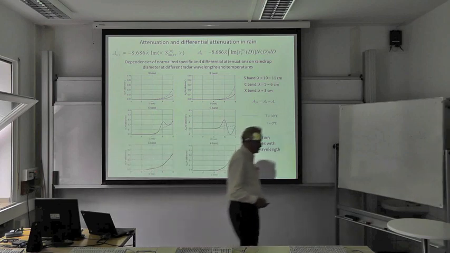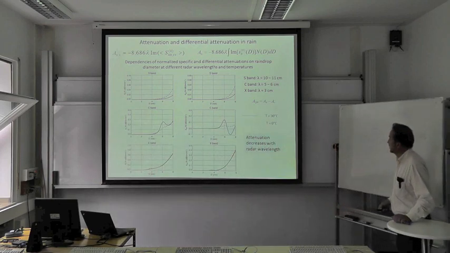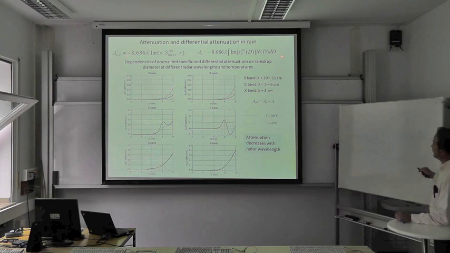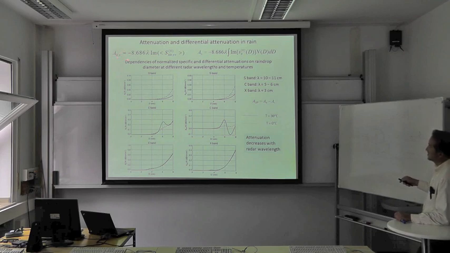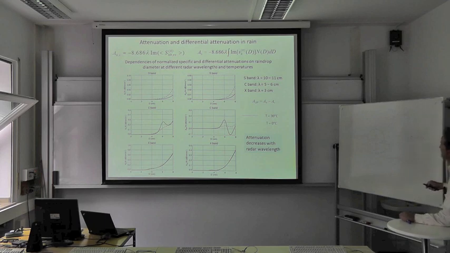Attenuation and differential attenuation in rain. These are relatively simple formulas that relate attenuation at H and V polarization, expressed in dB per kilometer, to the radar wavelength and the imaginary part of the ensemble average scattering coefficients. Basically this can be expressed as an integral over the size distribution.